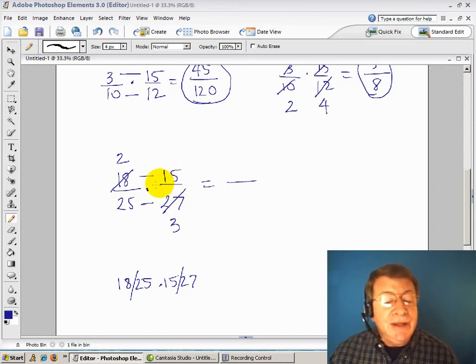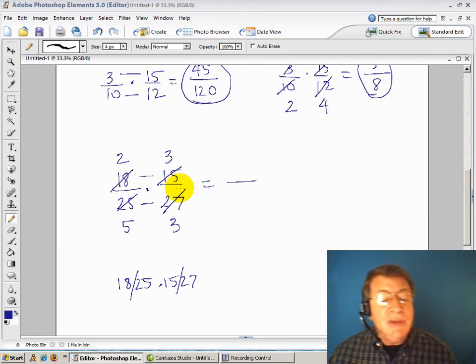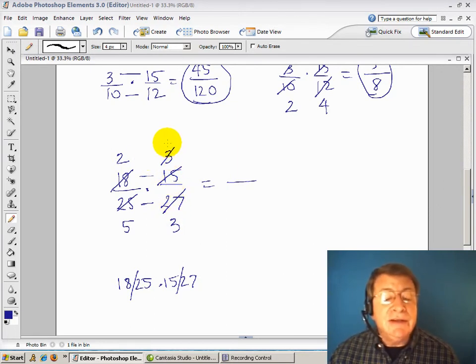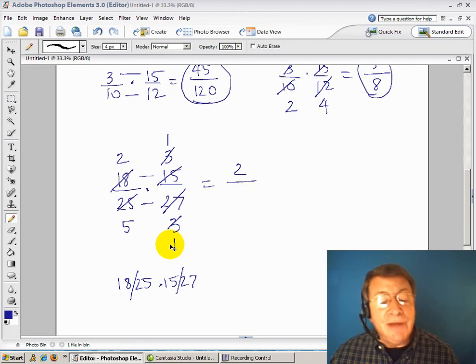Also, we have a 15 and a 25, both of them divisible by 5. 15 divided by 5 is 3, and 25 divided by 5 makes 5. Now, are there any other numbers that will reduce before we get to the end? Can you see that 3 will divide into the top once, and 3 will also divide into the bottom once? And we're left with 2 times 1, which is 2, and 5 times 1, and we get 5.